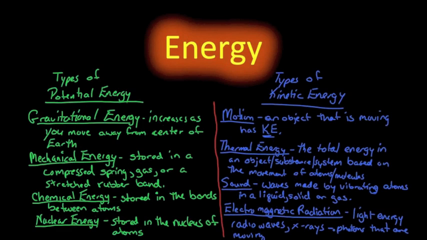Okay? So you have potential energy that can be converted into kinetic energy, and the kinetic energy of motion can be converted back into the different types of potential energy. And during those conversions, energy is never lost. It just changes into the different forms of potential and kinetic energy.